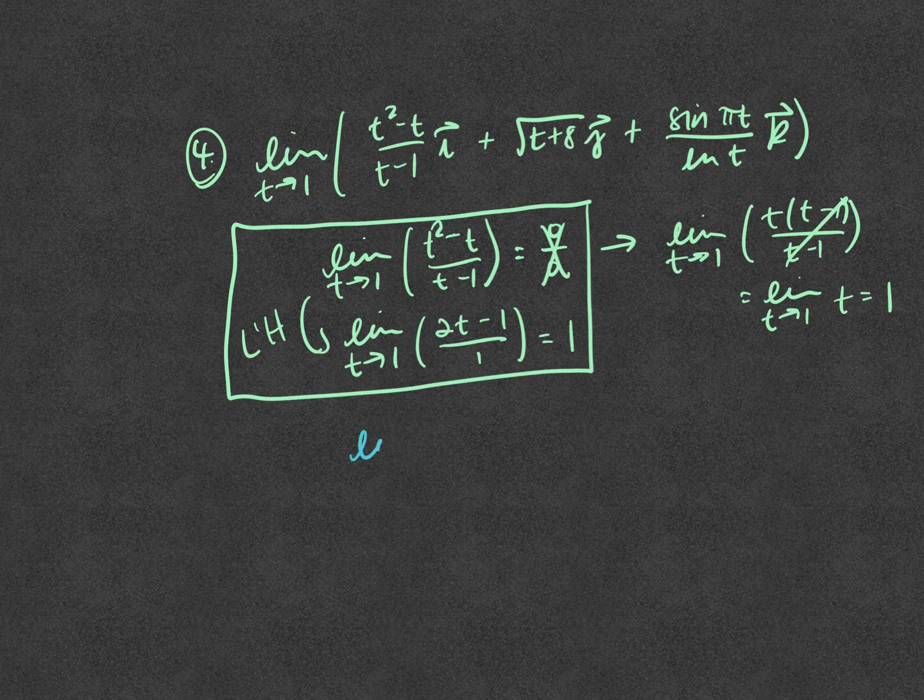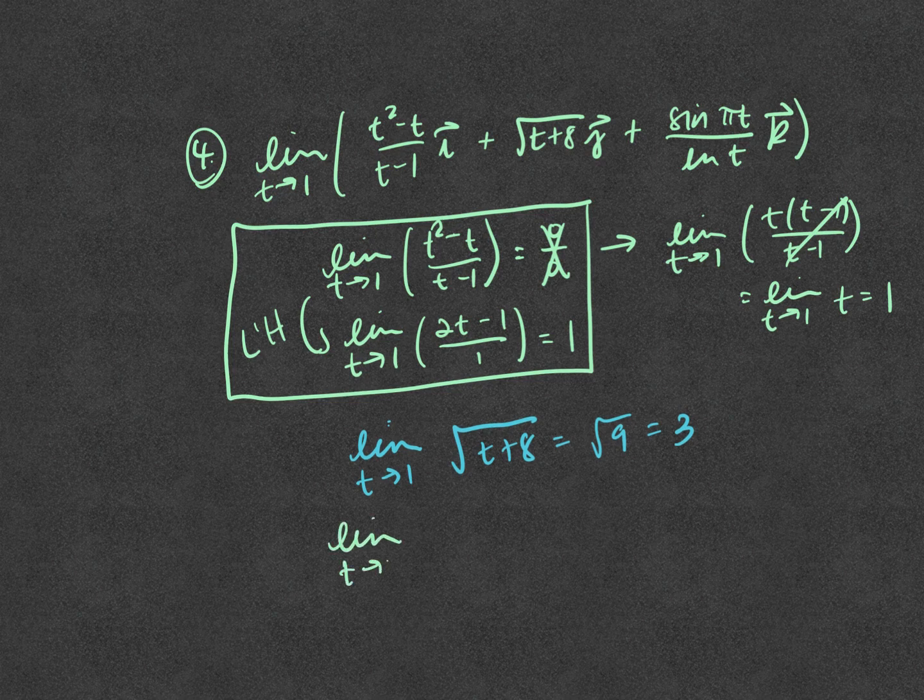All right, now let's look at the second part. It says the limit as t approaches 1. You do need limit notation. Do not be sloppy. And this says the square root of t plus 8. Well, the first thing you do is plug and chug. So I get the square root of 9, which is 3. Good and done.